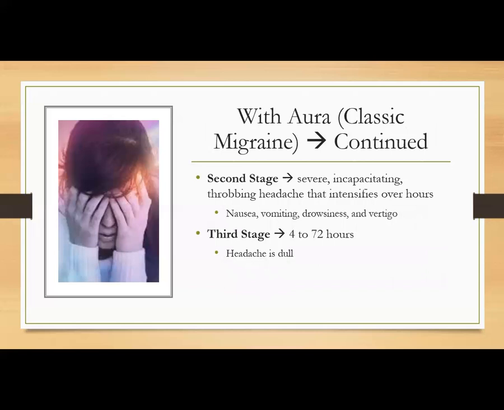The second stage is the severe incapacitating throbbing headache that intensifies over hours. So it's that throbbing headache. So when you're trying to decipher between these different types of headaches, think about how they're described. So for migraines, it's that throbbing, pulsating headache. And what they can have are things like nausea, vomiting, drowsiness, and vertigo. And then the third stage is that 40 to 72 hours, and the headache is just dull.